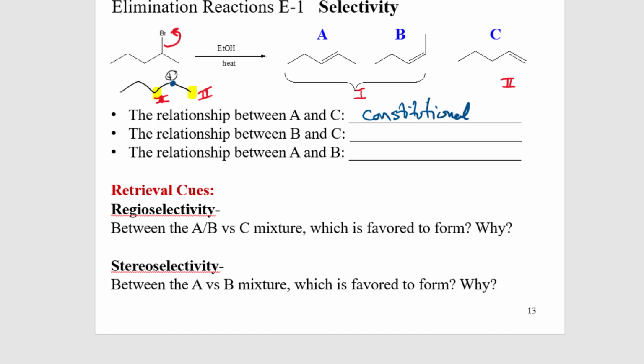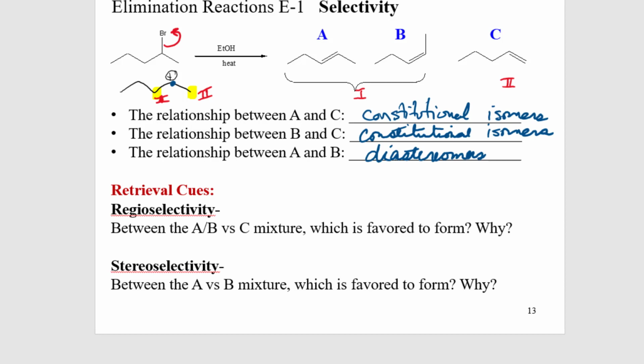These are constitutional isomers. The relationship between B and C, constitutional isomers. The relationship between A and B, go back to chapter 5, diastereomers. I know they don't have a stereocenter, but they are different through space.